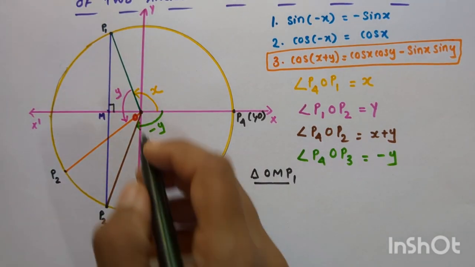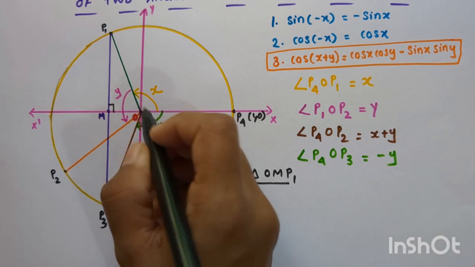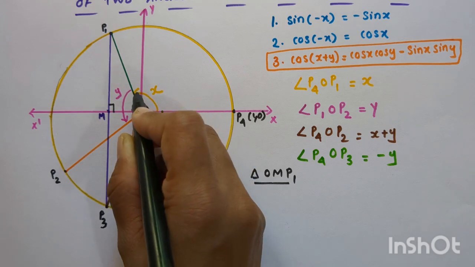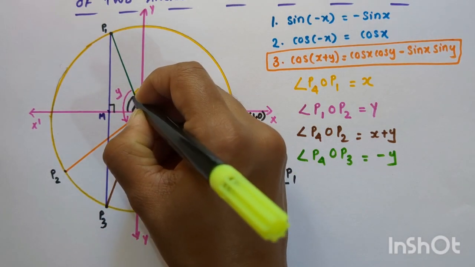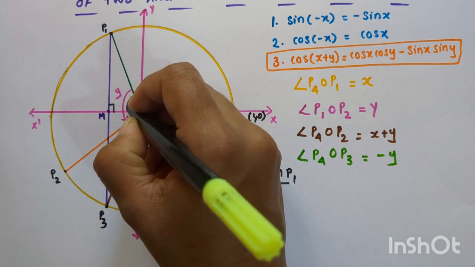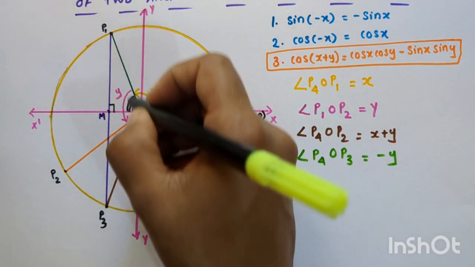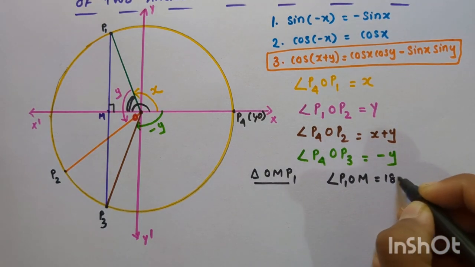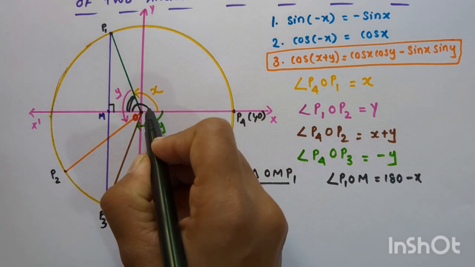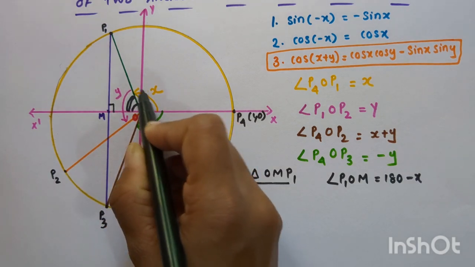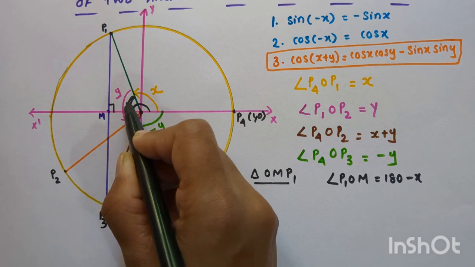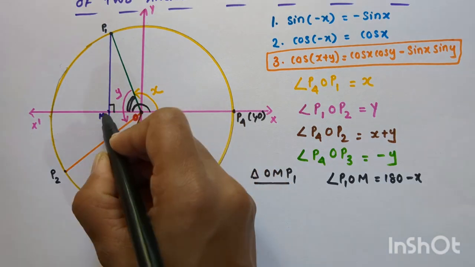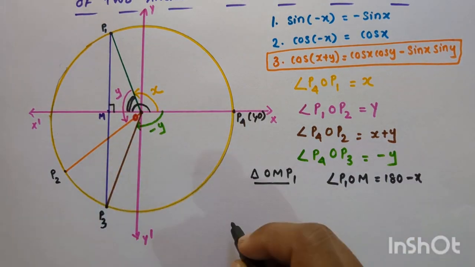So in this triangle, you see, from here to here the angle is x. From here to here the total angle will be 180, and from here to here it is x. So what will be this angle? This angle will be 180 minus x. That is, angle P1OM will be equal to 180 minus x, because from here to here the total angle will be 180, and from here to here we have x. So this angle will be 180 minus x.